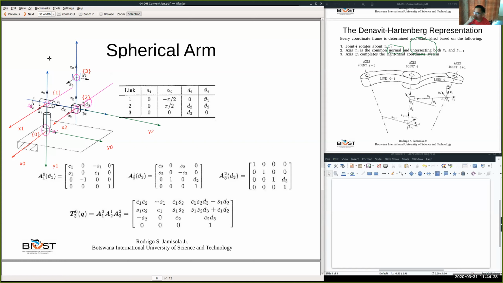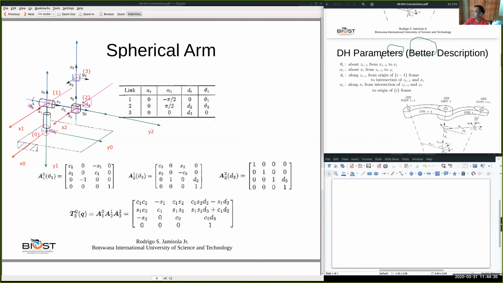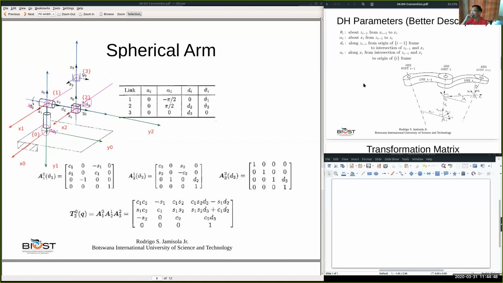Okay, so now we identify the other parameters. Now I cannot scroll, I can scroll. Okay, I just delete those, this one and this one. Okay, so now I can scroll. So we identify theta 1, alpha 1, D1, and A1. Okay, the DH parameters for link 1 or for joint 1.